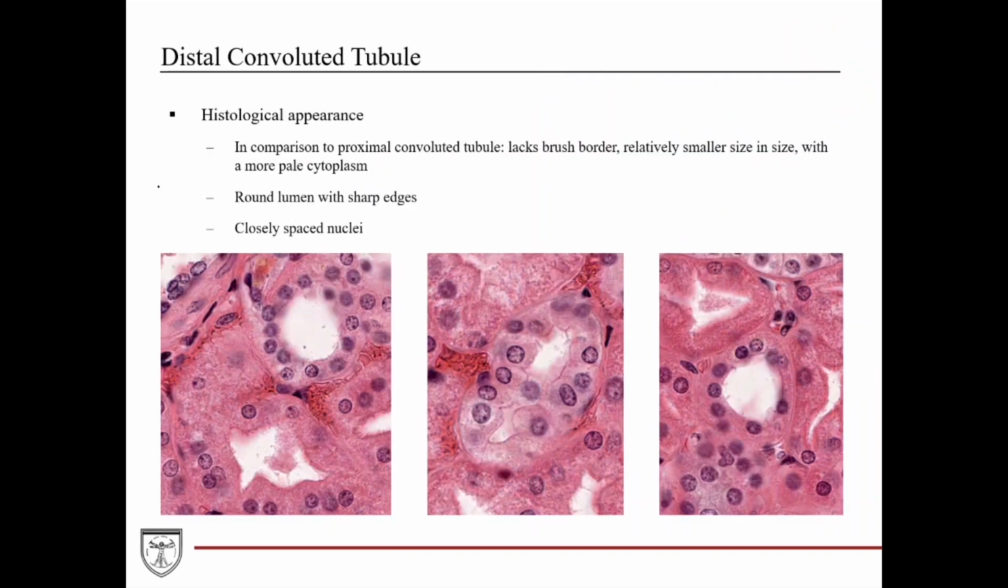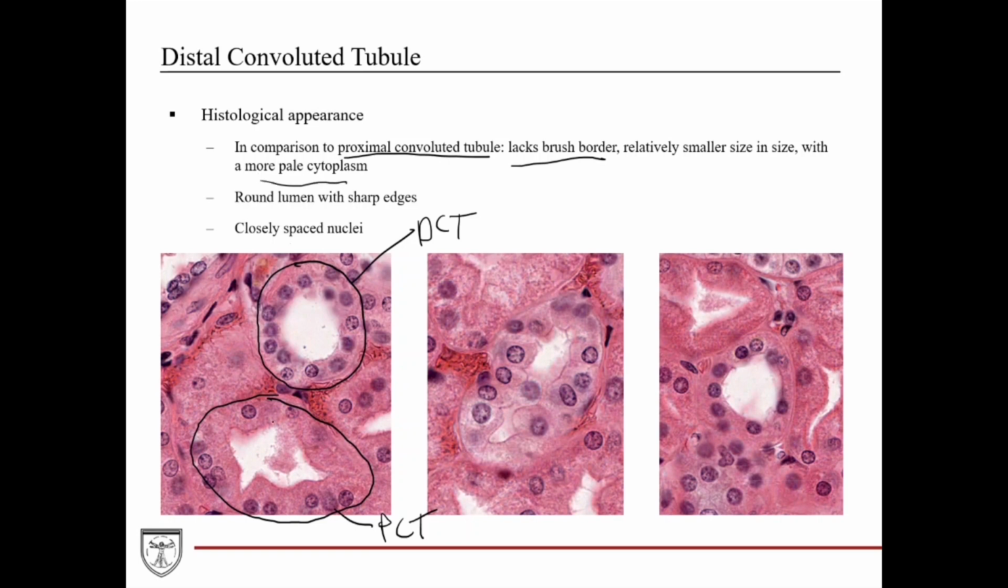As far as the histological appearance of the distal convoluted tubule, the best way to do this is really to compare it to the proximal convoluted tubule, which often in these sections you'll see right nearby. So it's going to lack a brush border, and if we look at the section here, this is the distal convoluted tubule, and right here, nicely for us, is a proximal convoluted tubule. If you look, it has much smoother edges versus this kind of ragged edge here. Relatively smaller in size. The cells are smaller, as you can see here, compared to the ones in the proximal convoluted tubule. They have more pale cytoplasm, and you can appreciate that here.